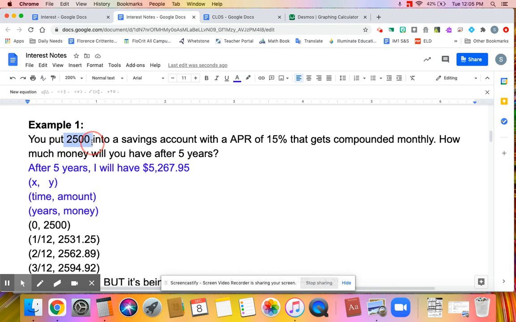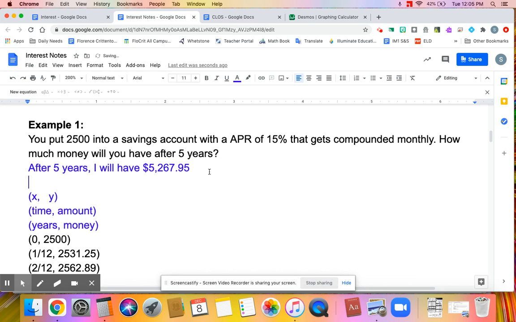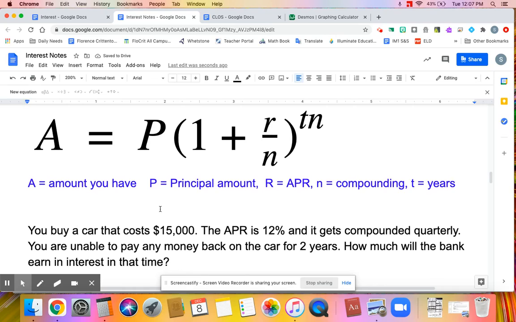So if I throw that money into a savings account, I don't touch it, I don't add any more to it, but they tell me my APR is 15%. In 5 years, I'm going to over double that amount. For free. It's just interest I get for free for letting them borrow my money for 5 years.